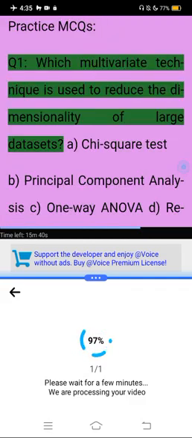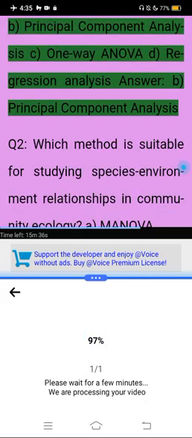Practice MCQs. Q1. Which multivariate technique is used to reduce the dimensionality of large datasets? A. Chi-square test. B. Principal component analysis. C. One-way ANOVA. D. Regression analysis. Answer. B. Principal component analysis.